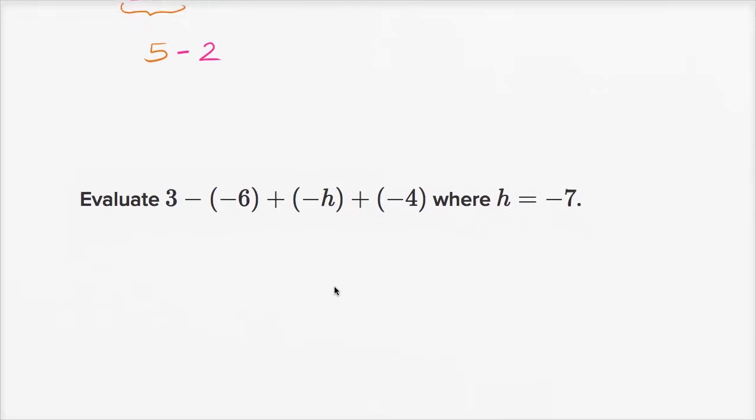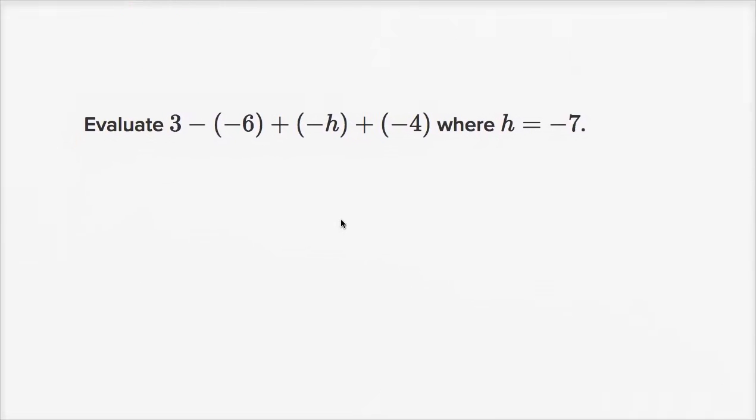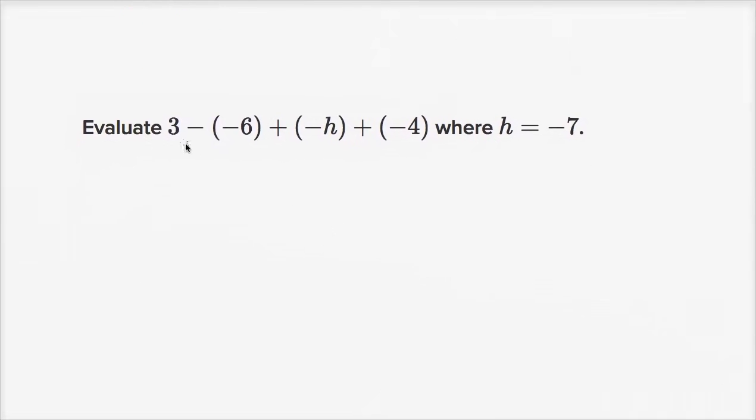Let's do another one of these. This one's a little bit more complex. So let's see. We're told to evaluate 3 minus negative 6 plus negative h plus negative 4, where h is equal to negative 7. Well, there's two ways you could do it. I could just take the negative 7 and replace the h with that negative 7. Or I could actually try to simplify this expression first and then do the substitution for h.